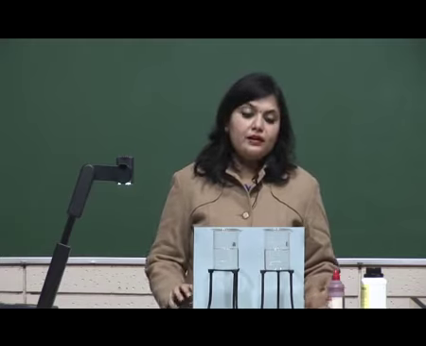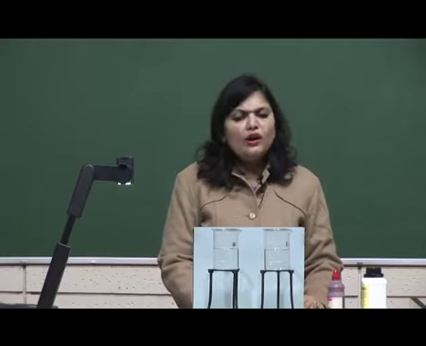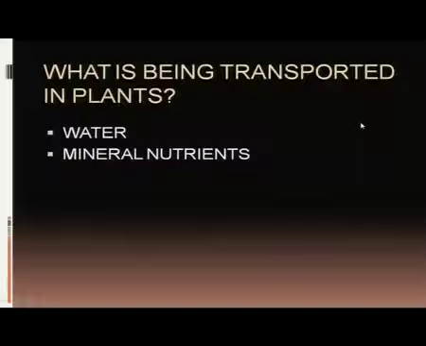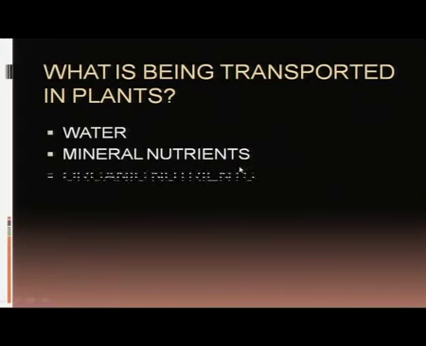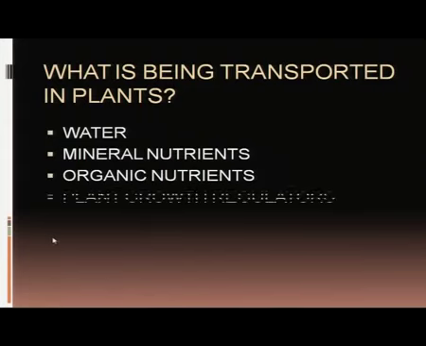The first and foremost thing that is transported is water. Water is required for photosynthesis and all the chemical reactions occurring in the plant body, and it is to be taken from roots all the way to the stems and the leaves as well. Then there are mineral nutrients, which are absorbed from the soil and are to be taken to different parts of the body. Then the organic nutrients or the photosynthates, which are produced in the leaves, are to be taken to all the growing parts and even for storage.